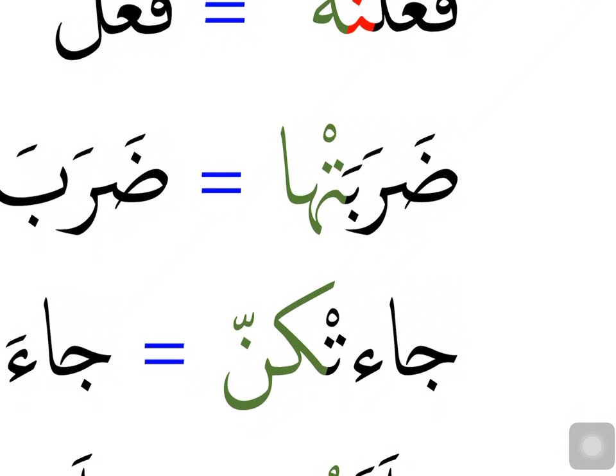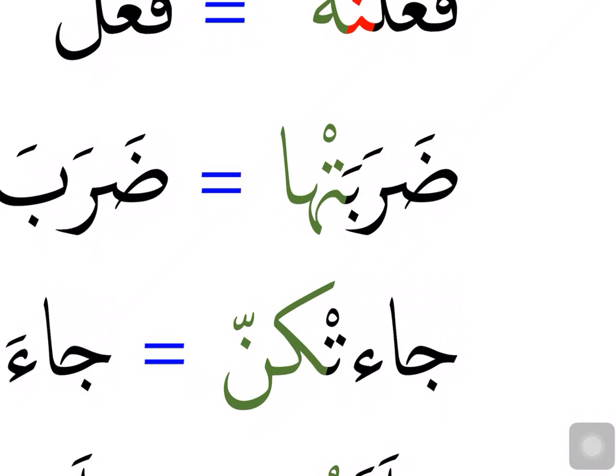Darabatha. The color coding, I'm sorry about that. My typing would not allow me to color code properly. Here the ta should be in red. Darabatha. Darabat, I know, is the hiya conjugation. So who is doing the action? She. She hit. The ha that's coming at the end is the receiver of the action, the maf'ul bihi.